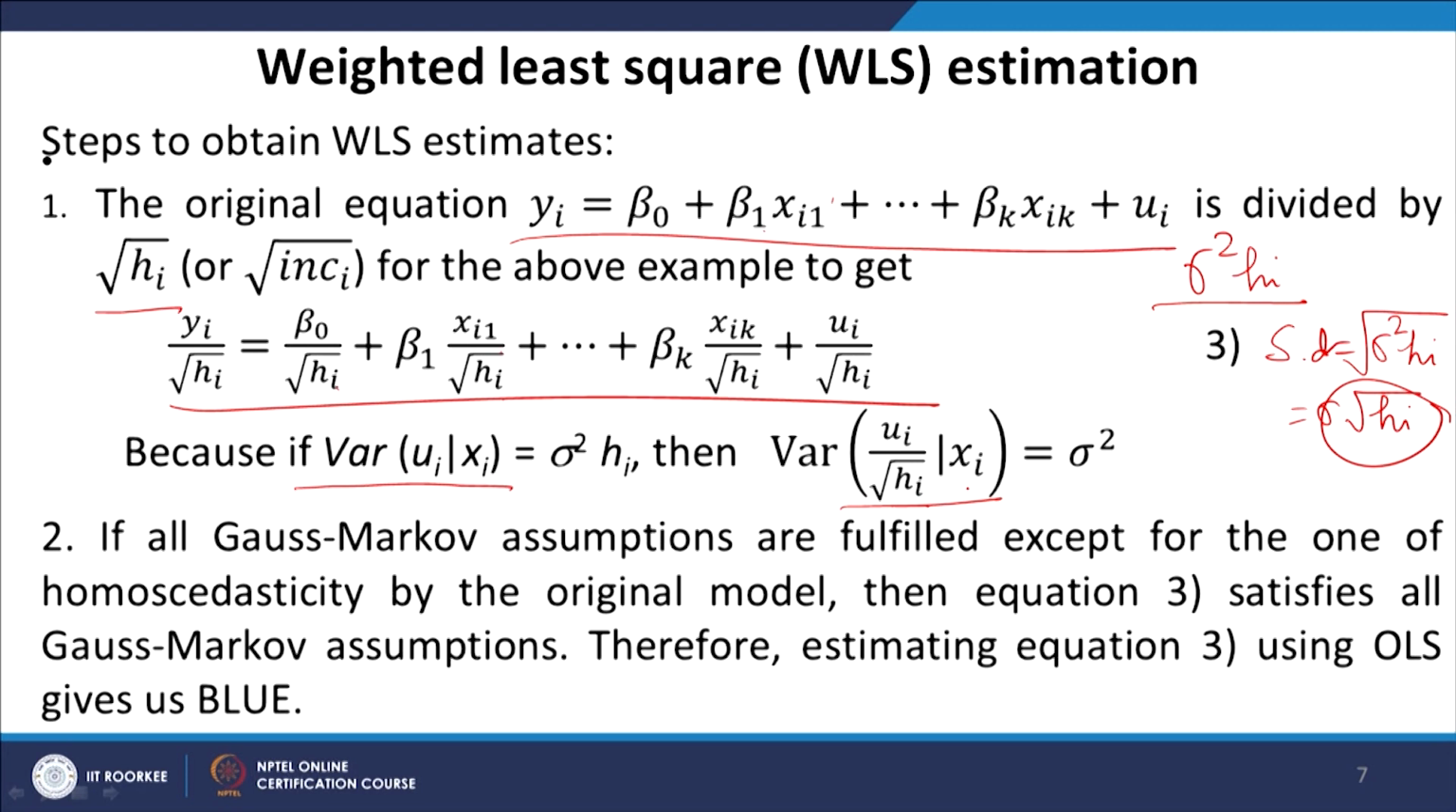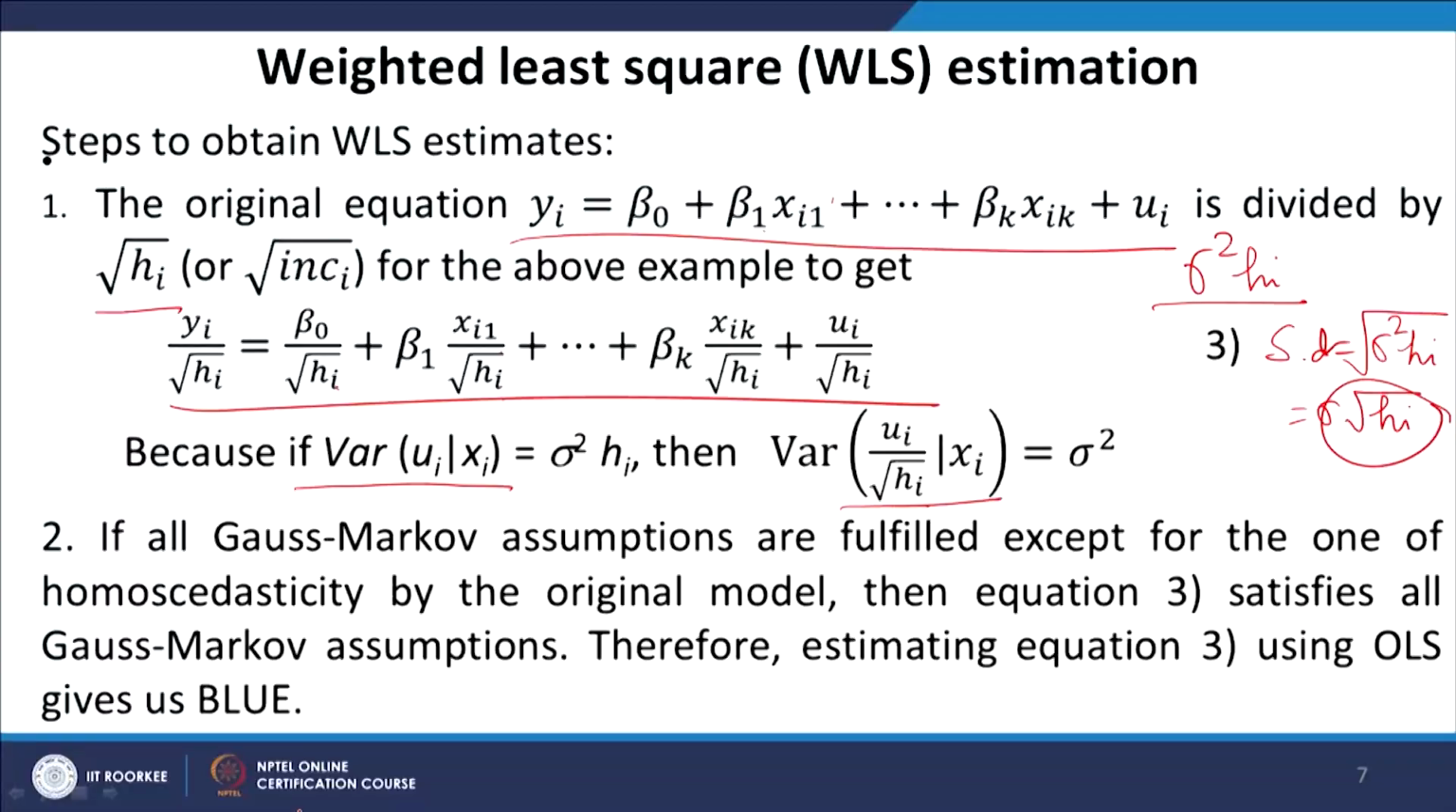So, if all Gauss Markov assumptions are fulfilled by the original model except for homoscedasticity, then equation 3 satisfies all Gauss Markov assumptions, because our only problem was that our errors were not homoscedastic, errors were heteroscedastic.